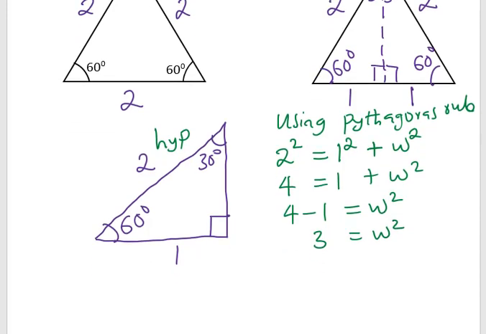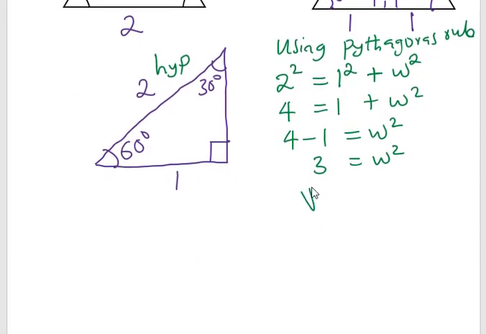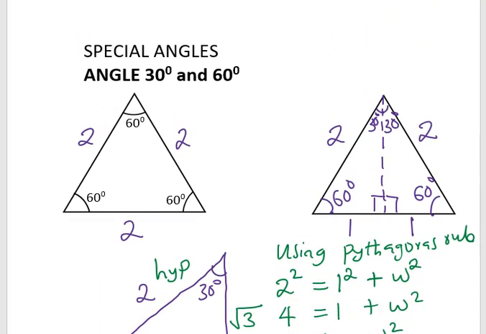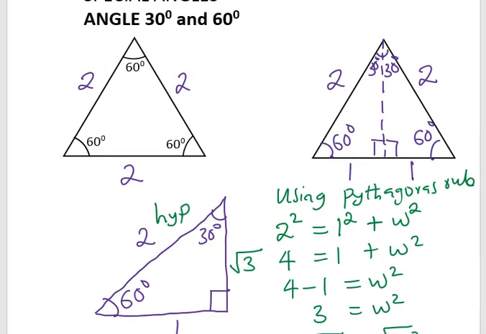What's the next step? Next step is to take the square root of both sides. So square root of 3 is equal to square root of w squared, and then I'm left with root 3 is equal to w, because this and this go away. So therefore w is equal to root 3. So it means what we actually needed here was root 3, and that's it. So we are done. Now let's solve for their various trigonometric ratios.